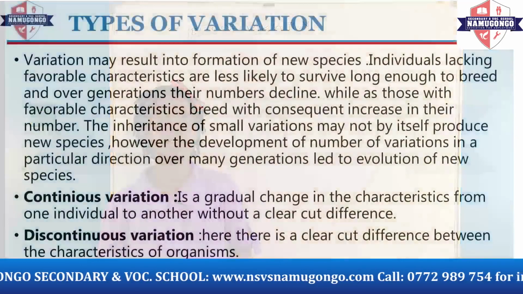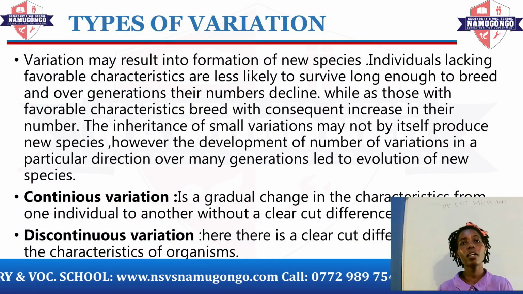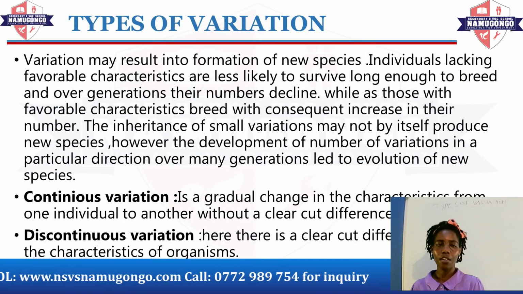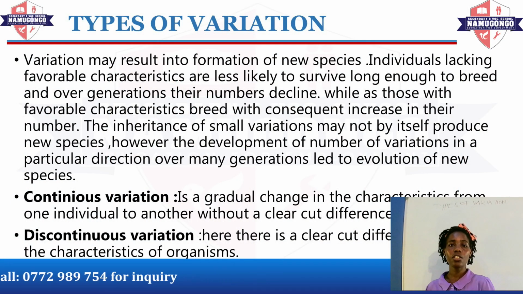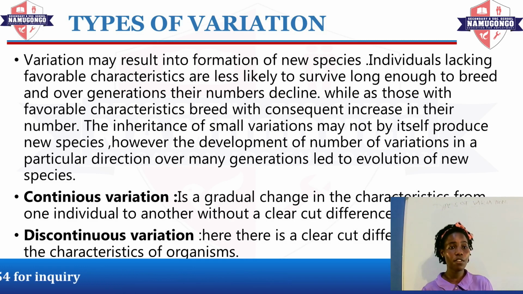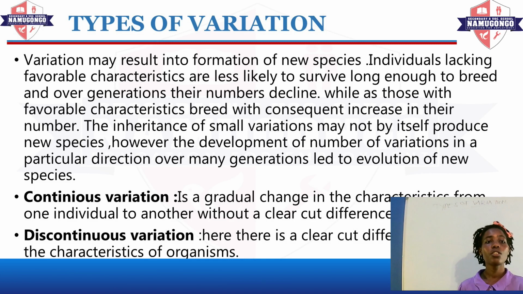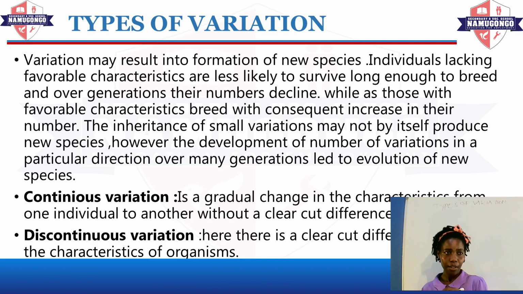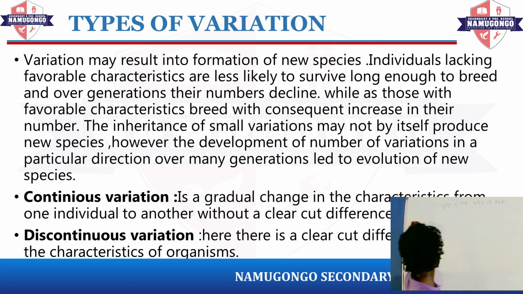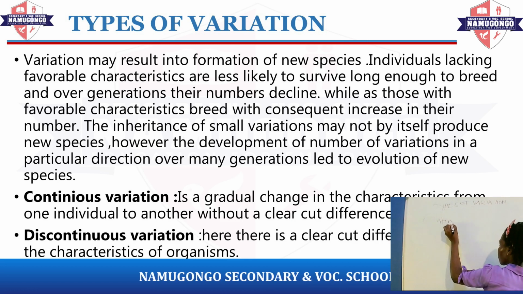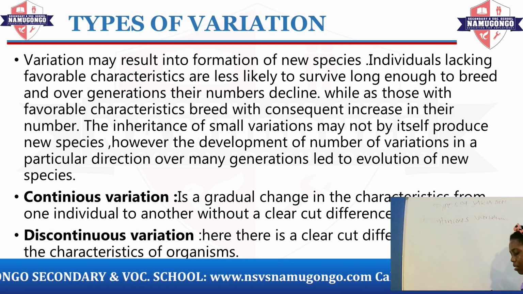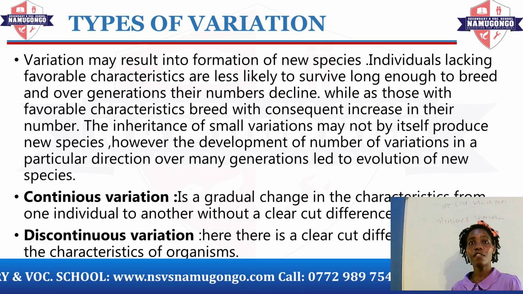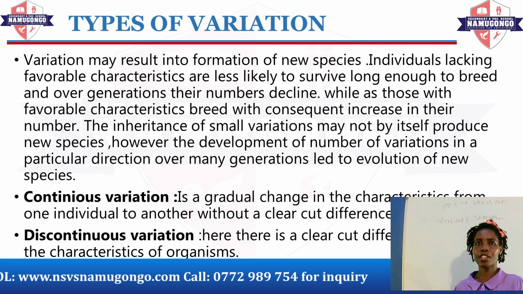We want to look at the types of variation. We have two types, and the first one is continuous variation. Refer to the PPT. Let's read it together. This is a gradual change in the characteristics from one individual to another, without a clear-cut difference. So we have a difference in the characteristics of living organisms, but there is no clear-cut difference between the two.